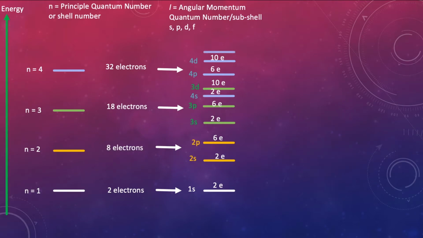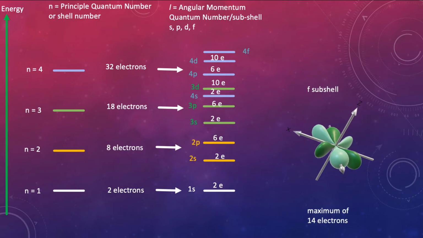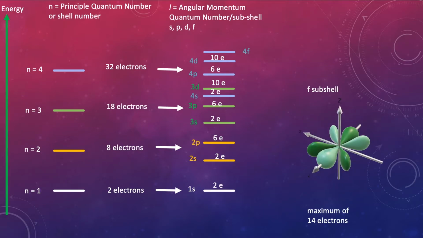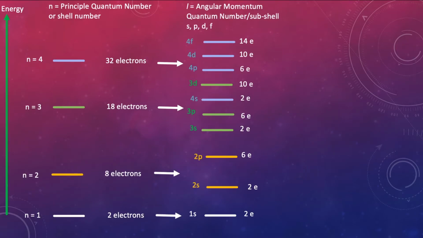So just before we move on, let's have a quick look at the 4f subshell. This is a representation of what it may look like. This is 4f, and as I say, it will have 14 electrons, and that gives us our 32. So we now have our principal quantum number, which is our shell number, and our angular momentum quantum number, which refers to our subshell.